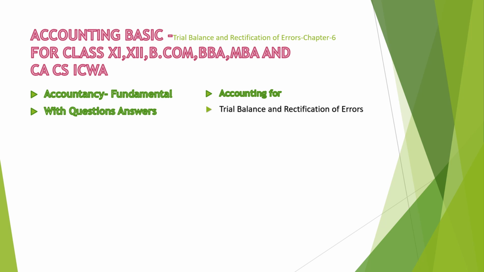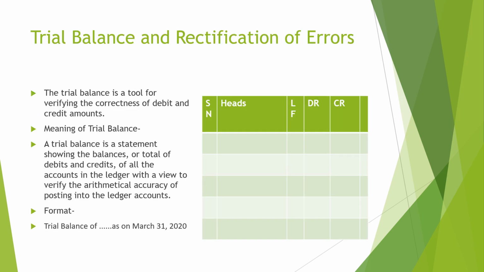My dear friend, we have started accounting basics. Today we are proceeding to the next part, that is trial balance and rectification of error. This is very important, so we will see this on the basis of question-answer and objective-type questions. Here is a very small format of a trial balance, with serial number, heads of account, ledger folio, debit and credit, as we have seen under the process of accounting.